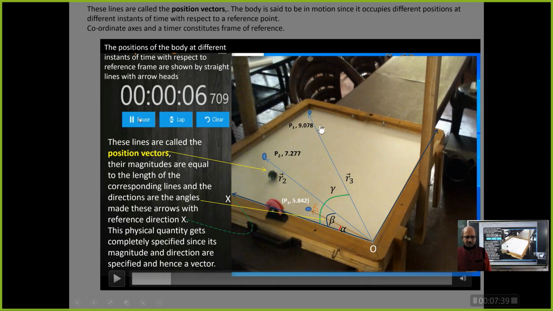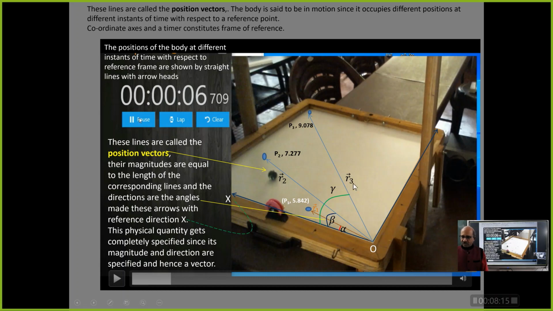But now try to understand. Supposing I say from here to here it is 2 meters. You can see that from here to here also it is 2 meters. So if I simply say the body is at 2 meters from O, then it can be anywhere. It can be here, here, here. Therefore we need additional information. What is that additional information? This angle. With respect to the reference, this is precisely making an angle alpha. Similarly, at this position, it is precisely making an angle beta.